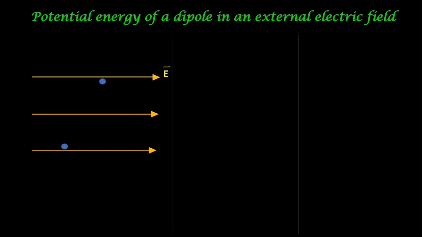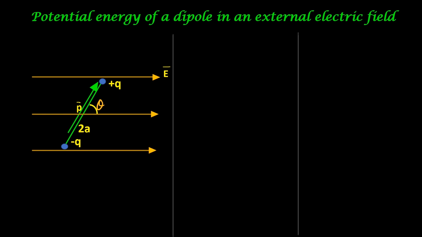Two equal but opposite charges, positive Q and negative Q, separated by a distance 2a, are placed in the electric field. The most important property of the electric dipole, as you know, is its dipole moment P. Dipole moment P is directed from negative charge to positive charge. It is a vector quantity. The direction of the dipole moment and the direction of the electric field are at an angle theta.